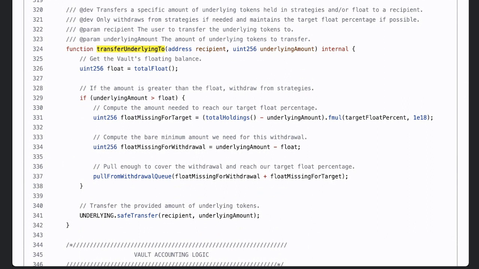It calls total float, which gets the balance of the vault sitting in there. It then checks if the amount they're withdrawing is more than the idle amount. In that case, it figures out the exact amount we want to pull and then calls pull from withdrawal queue, which loops over all the strategies, gets rid of the amount of funds we need, and brings them back into the vault.